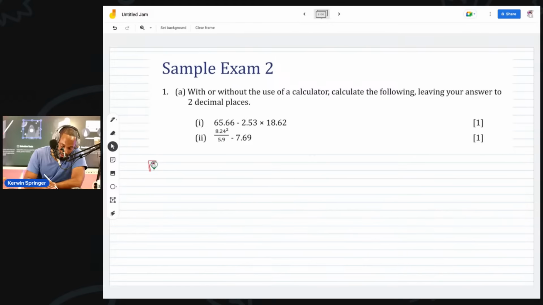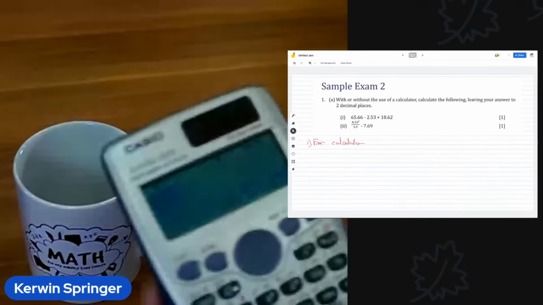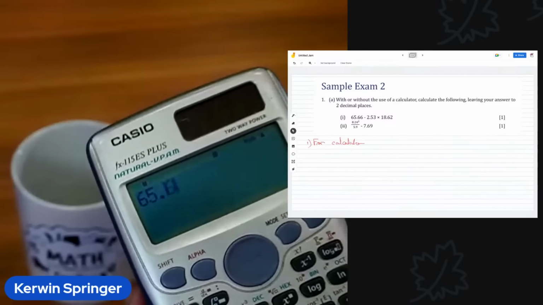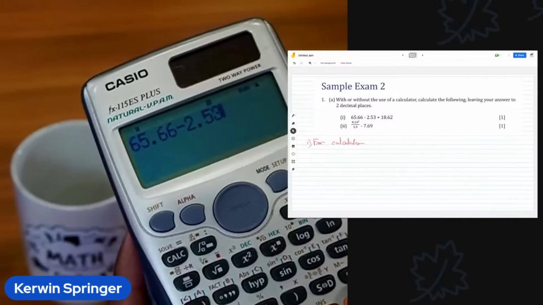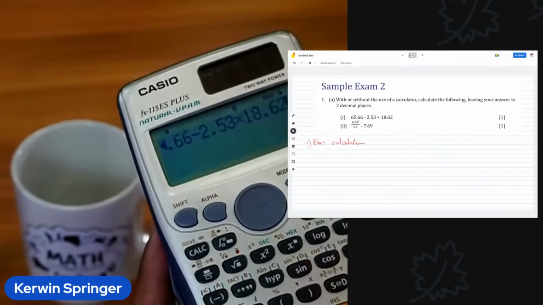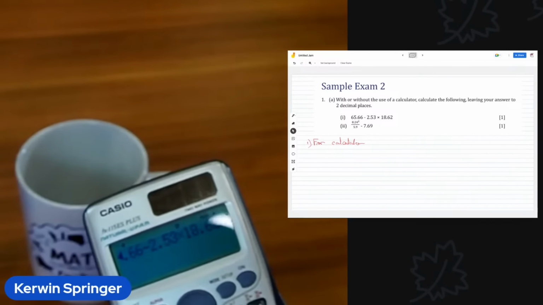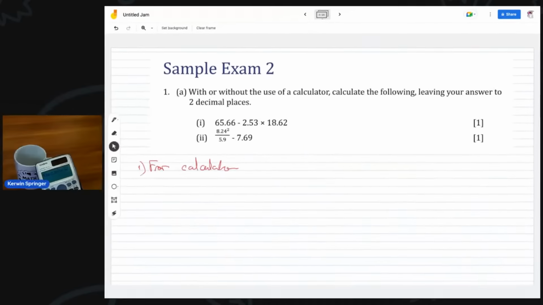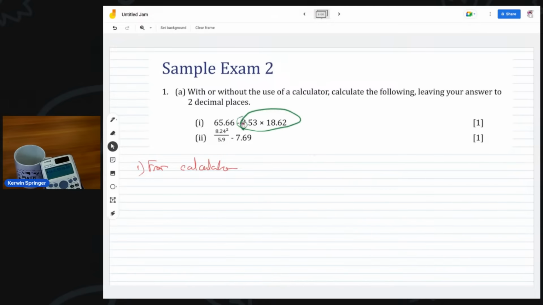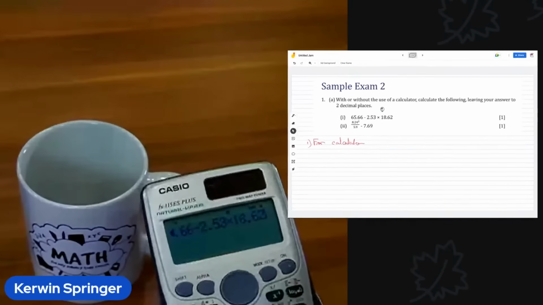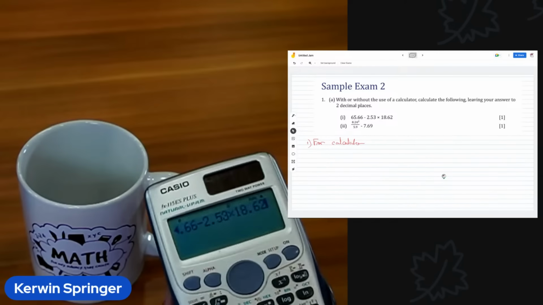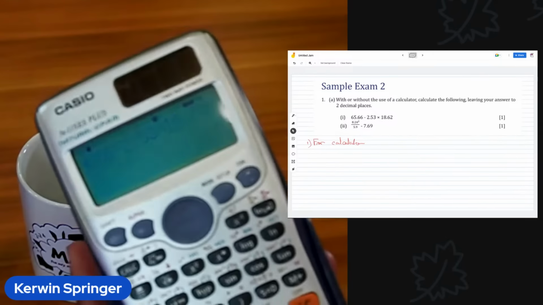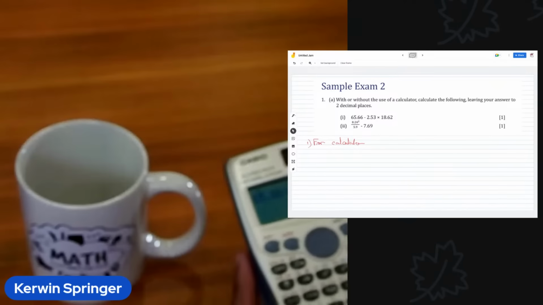So from the calculator, for part 1: 65.66 minus 2.553 multiplied by 18.62. Now this calculator knows to do the multiplication first, so it operates with BODMAS in mind. You could literally type it in just so, and the calculator knows. If you're feeling a little jumpy about that, you may have to use brackets, especially those with not this calculator.